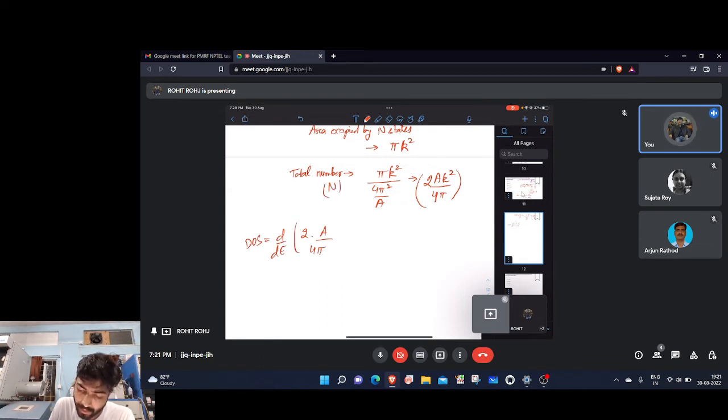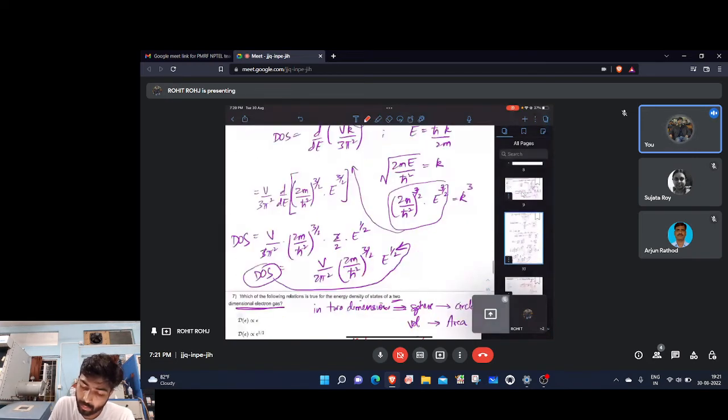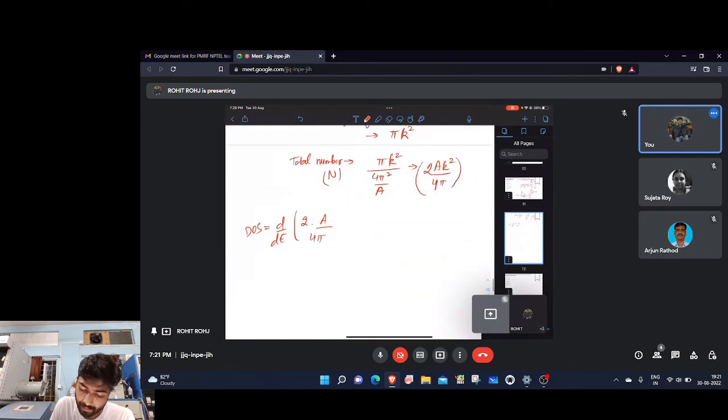Now k square, as we have found earlier, k was given by root 2mE by h cross square. Since root 2mE by h cross square is nothing but k, k square would be 2mE by h cross square. So one can plug in directly 2mE by h cross square.